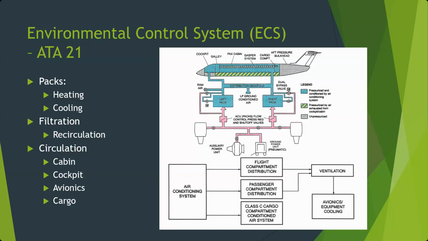In addition to packs, many aircraft have filtration systems. Not all aircraft have filtration, it depends. But if they have a recirculation system, recirculation is used to move air around, and we're going to want to filter it as well. And then circulation, we want to move air through the cabin, to try to keep it from getting too stale in the cabin.